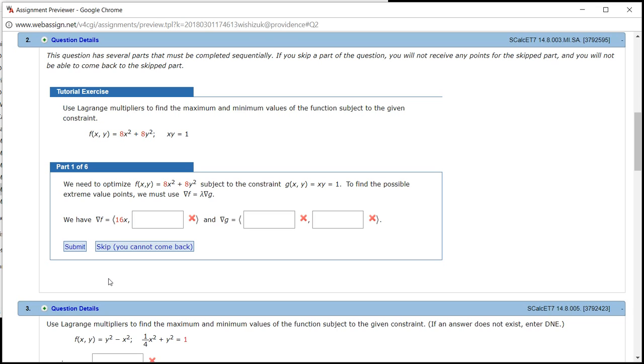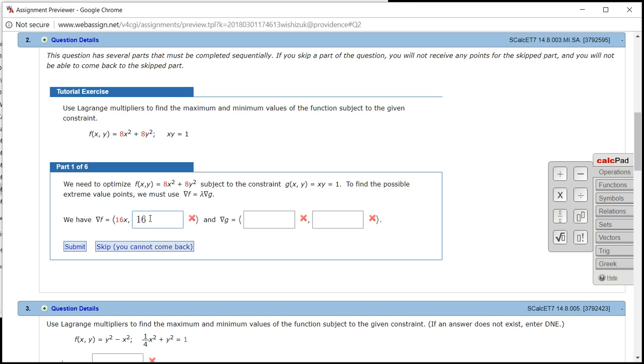All right, let's look at the homework of 14.8, problem number 2. Let's look at part 1. We need to optimize this function f of x comma y with the constraint xy equals 1. If you take the gradient of f, you're going to get 16x comma 16y.